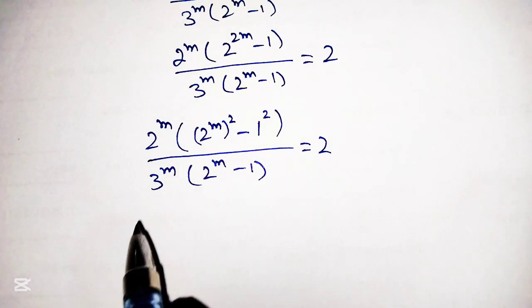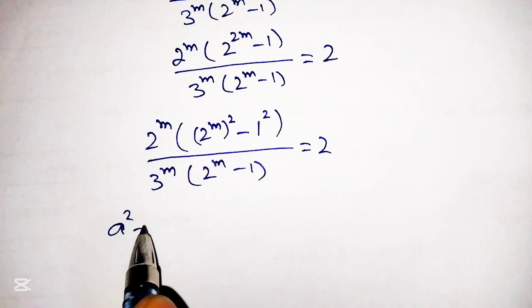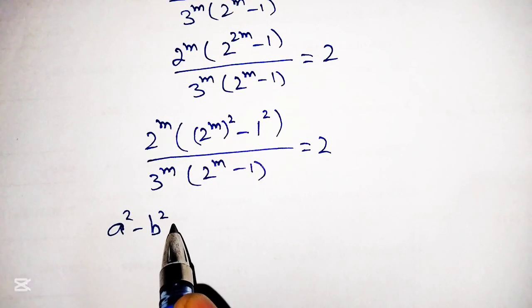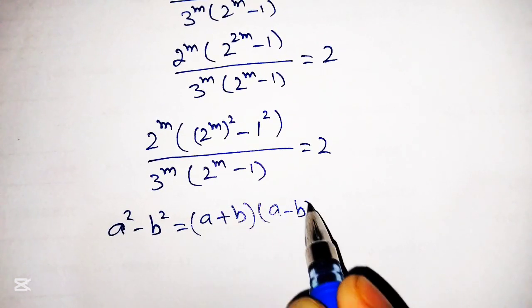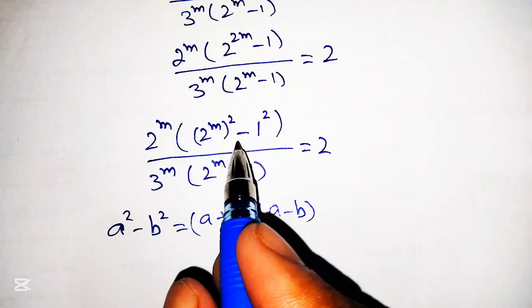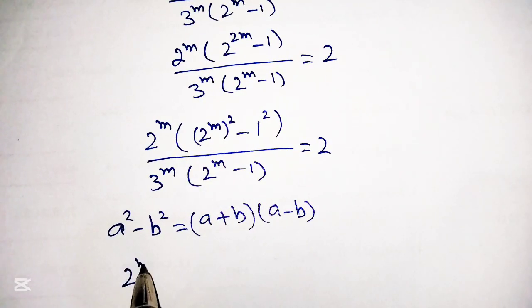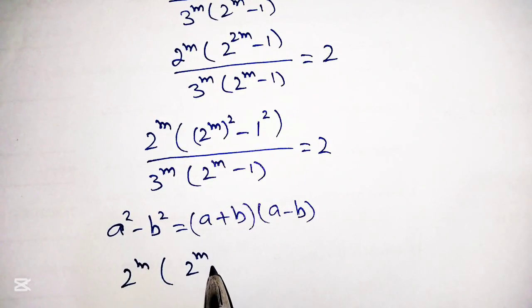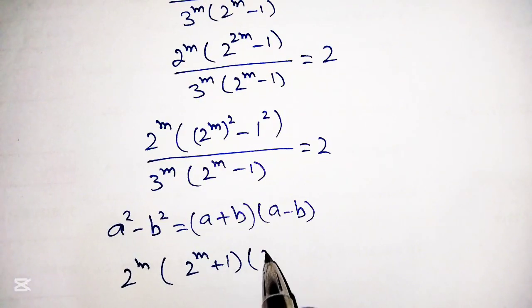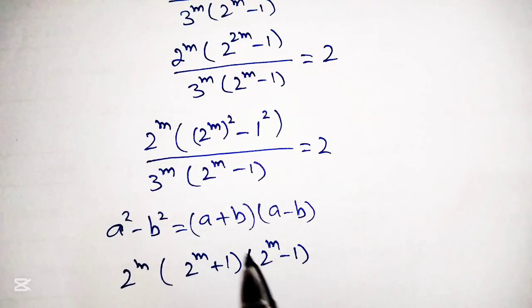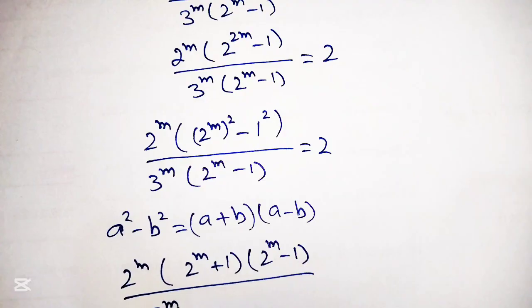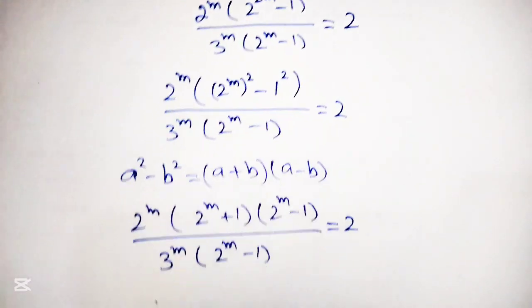From this we can use the famous mathematical identity, a² − b² = (a + b)(a − b). So using this we can write the term inside the bracket as 2^m times (2^m + 1)(2^m − 1). Here a is 2^m and b is 1. According to this, over 3^m times (2^m − 1) is equal to 2.